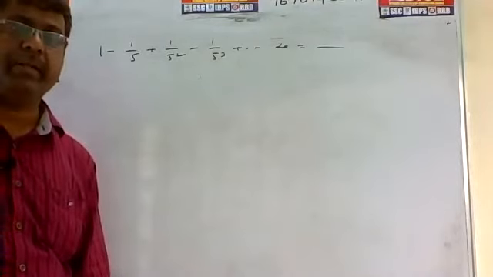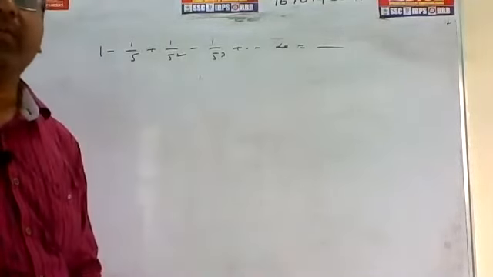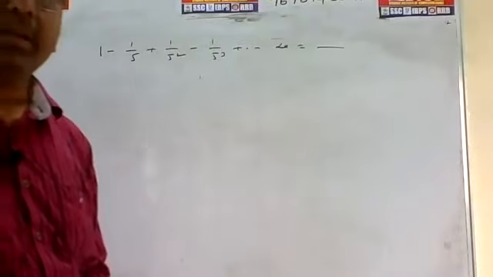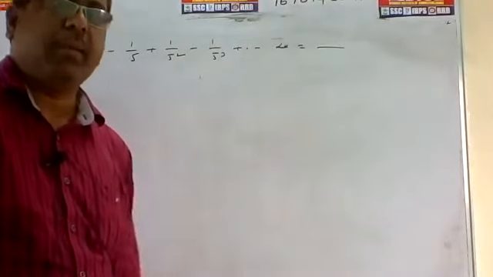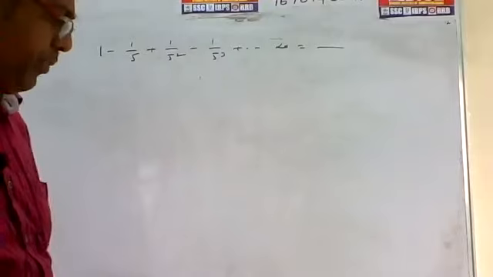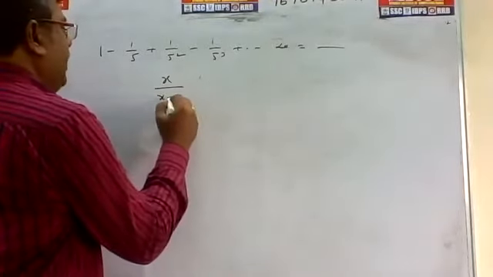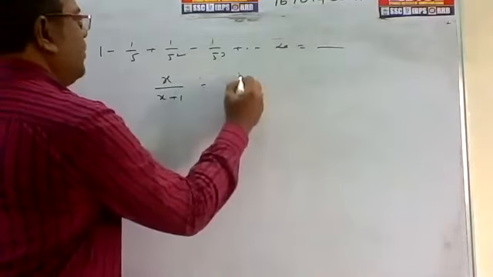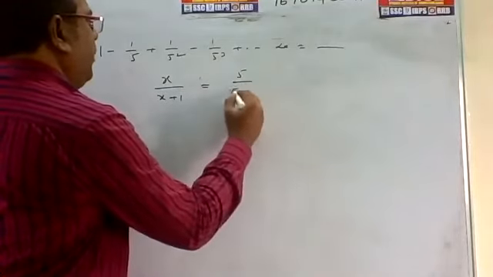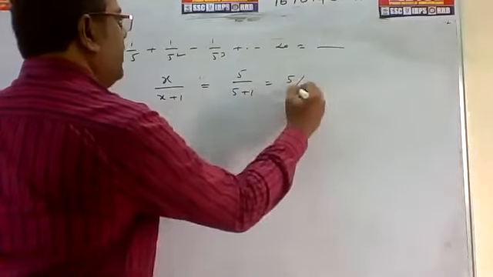So the answer is 5 by 6 from side, which is a very good answer. 5 by 6 is the right answer. So what is the formula? There is a second formula. The second formula is x by x plus 1. X means 5, so 5 by 5 plus 1. So the answer is 5 by 6.